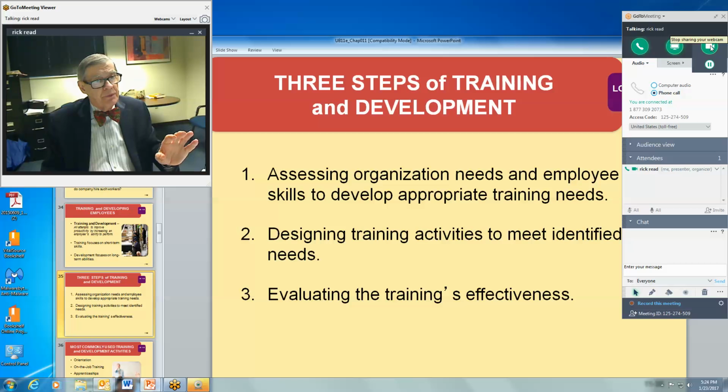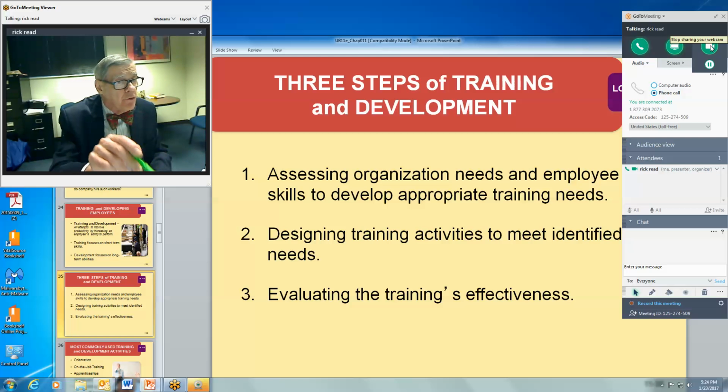So if we're going to train or develop anybody, we have to assess the needs of the organization plus the needs of the individual. That's known as a needs assessment. Then we design a training to meet those needs. And then we need to go back and evaluate and find out whether the training was effective. Too often we don't do the last, and we tend to reinvent the wheel when we didn't need to at all.